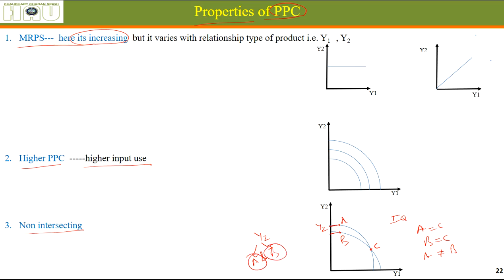That's simple. So here the property of transitivity is not followed. So essentially PPC is always non-intersecting. It is always of this shape. They will never intersect with each other.